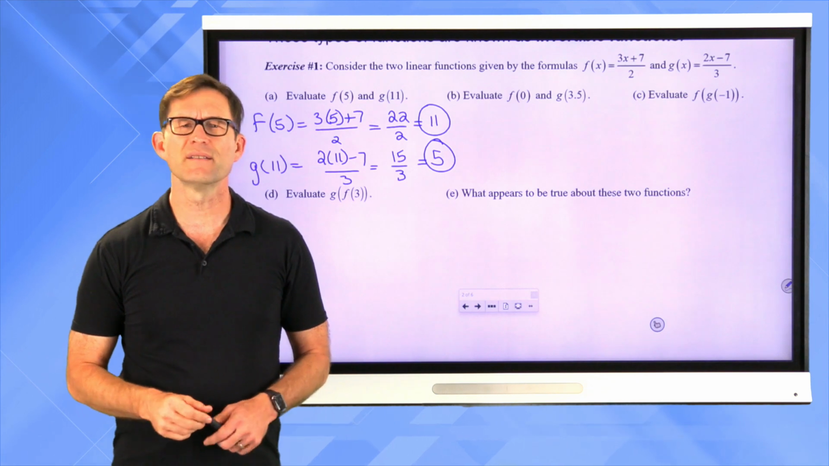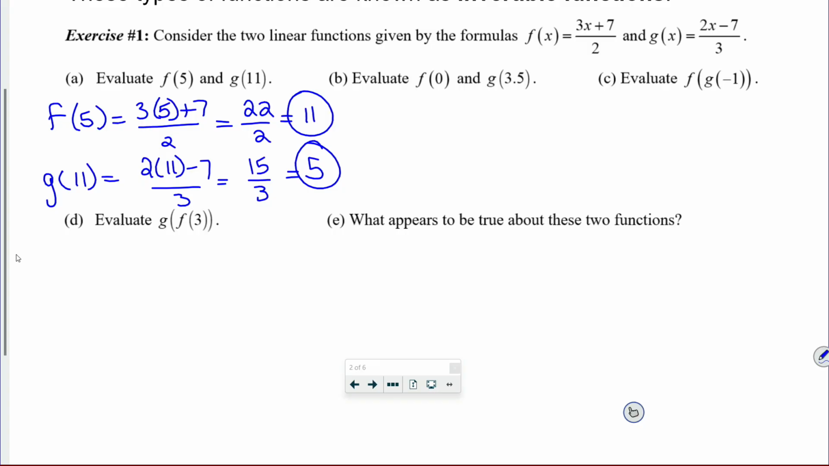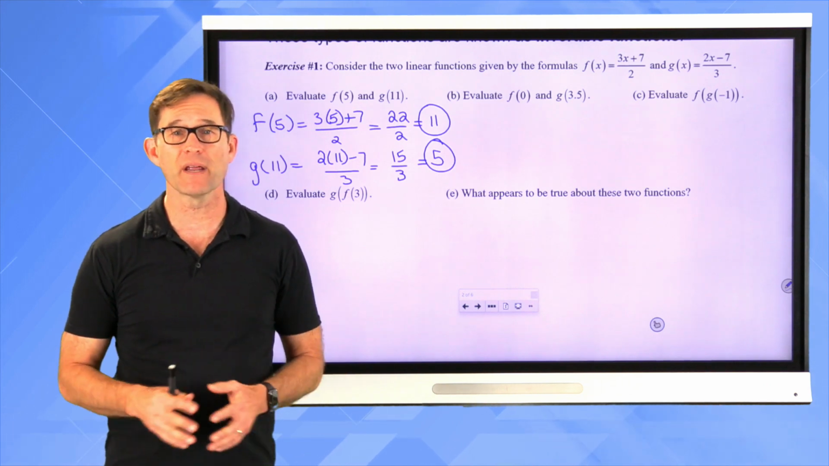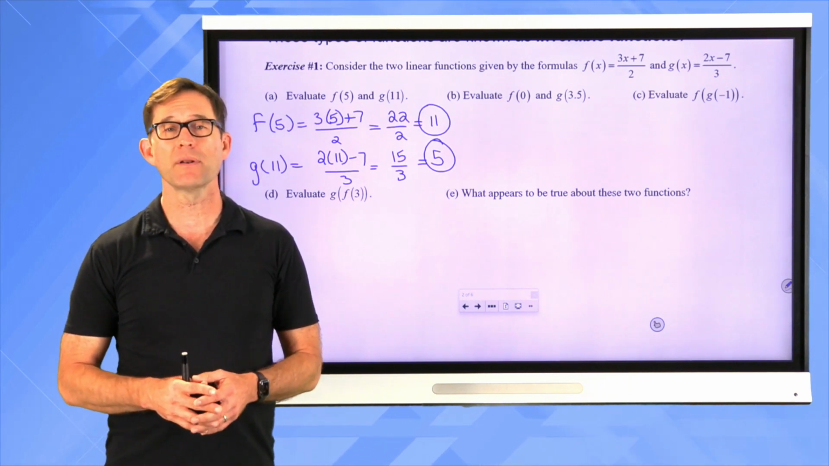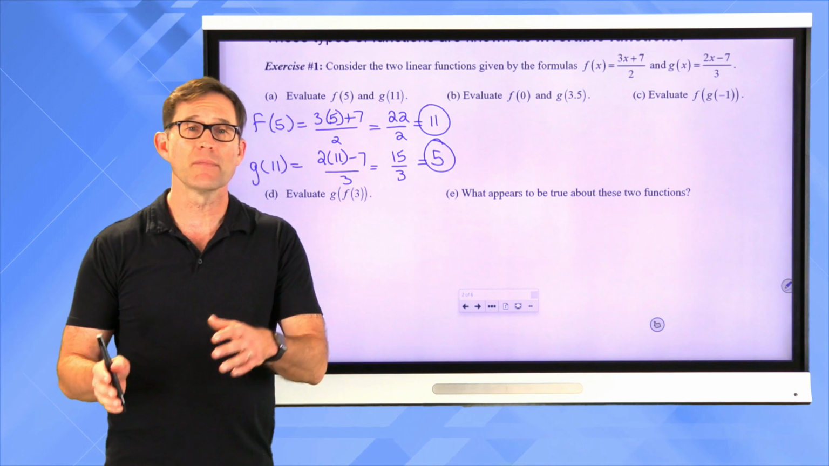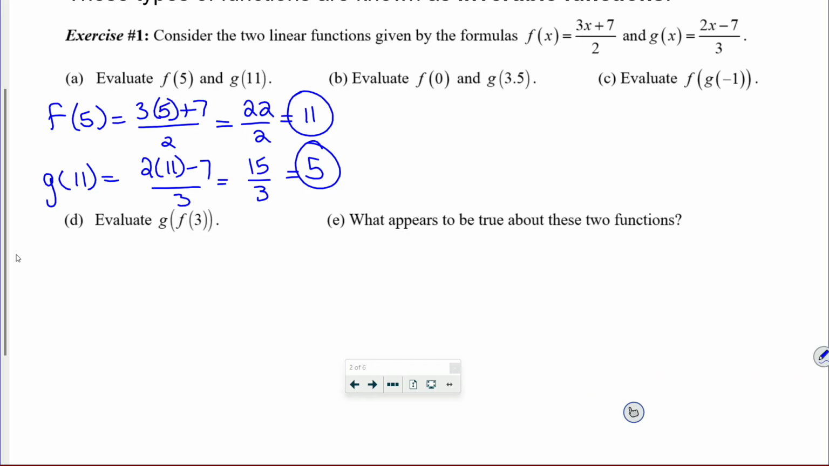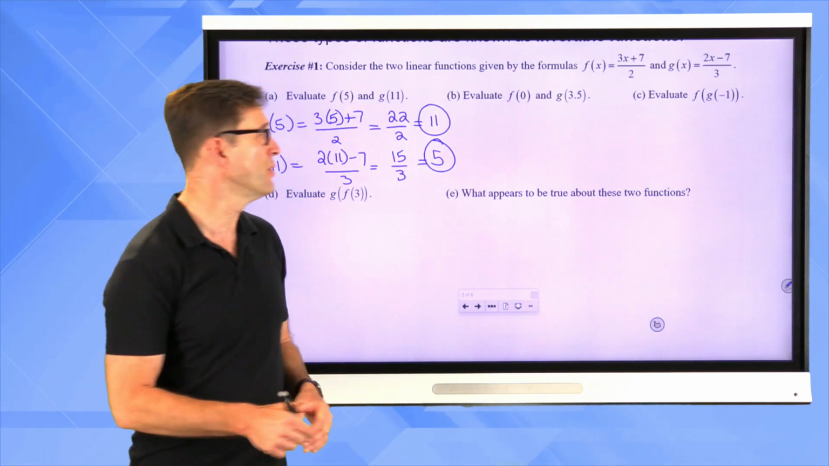All right, letter B. Evaluate f of 0 and g of 3.5. All right, a little bit messier because of the g of 3.5, but I think it should still be able to happen. If you need to, use your calculator, but pause the video now and try to evaluate those two. All right, let's do it.